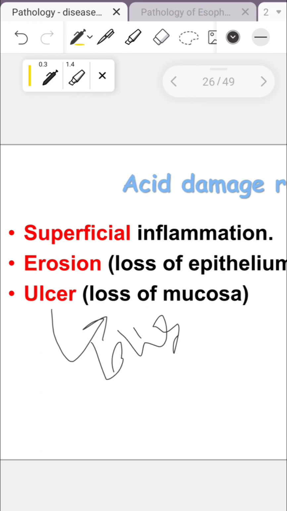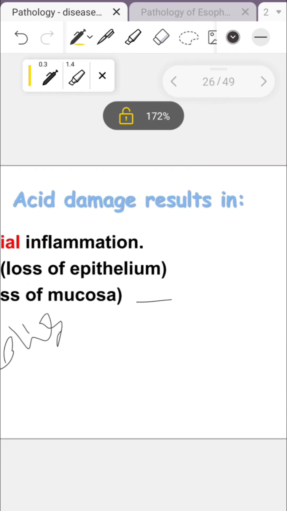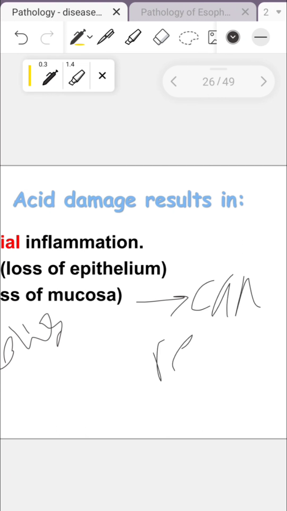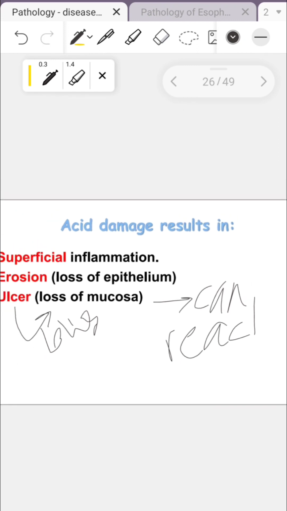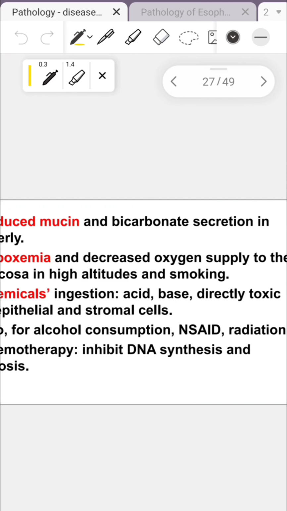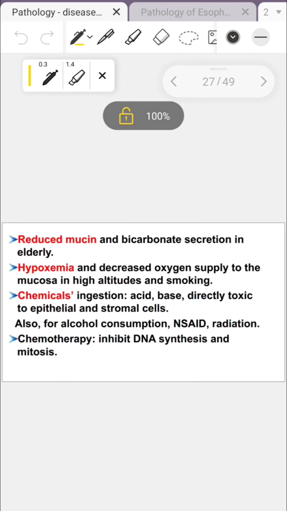These are the causes, guys: reduced mucin in the elderly, hypoxemia in smokers, anemia, or high altitude, chemical ingestions like acid and base, and alcohol, which are directly toxic. Alcohol consumption, non-steroidals, and radiation all cause cellular damage, and chemotherapy inhibits DNA synthesis and mitosis.